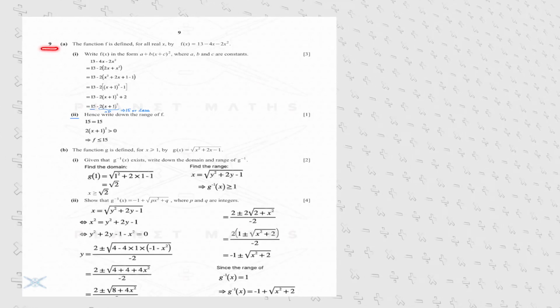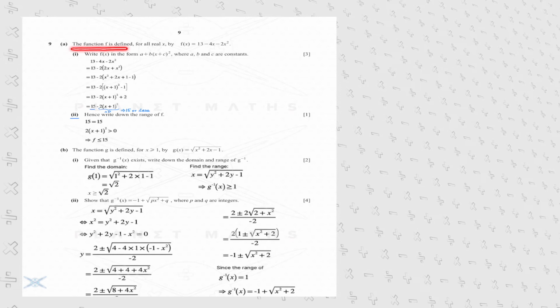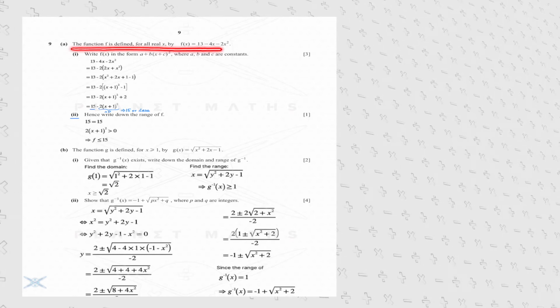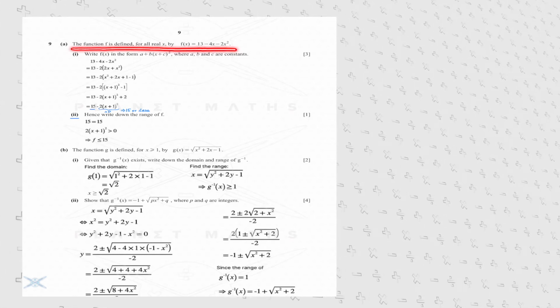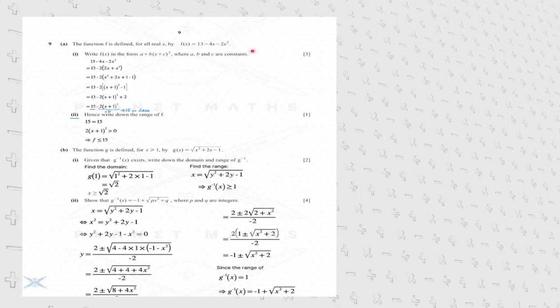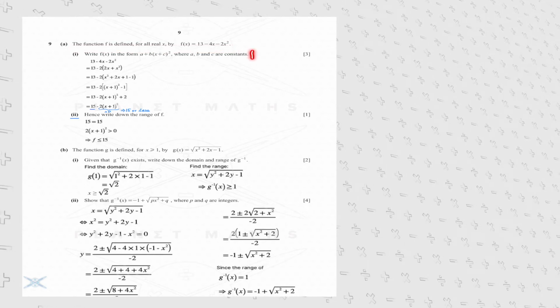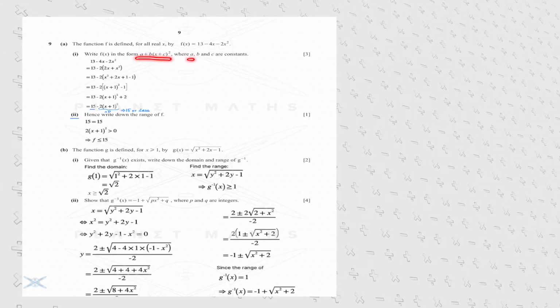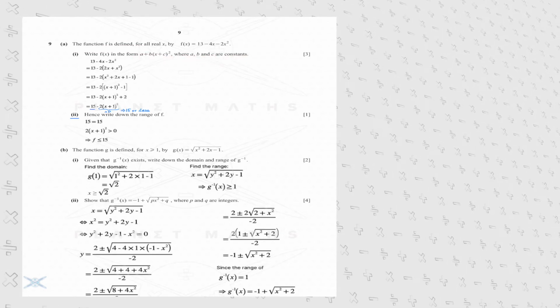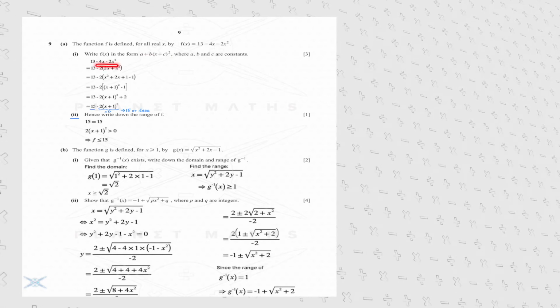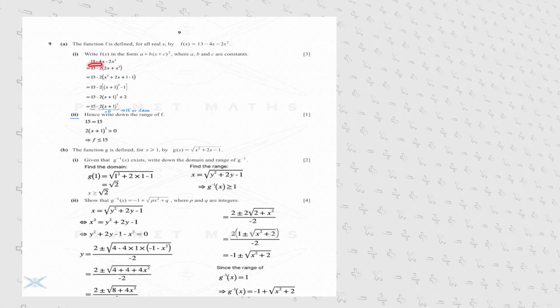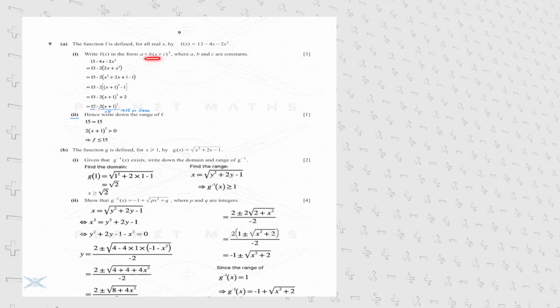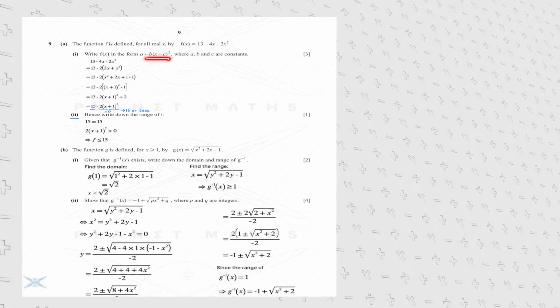Next, on to exercise 9, where in part A the function f is defined for all real x by f of x equals 13 minus 4x minus 2x squared. In part 1 of this exercise we should write f of x in the form a plus b multiplied by (x plus c) squared, where a, b and c are constants. To achieve that, we will firstly factorize 2, which helps us in converting this expression into something that resembles the part of b multiplied by (x plus c) squared.